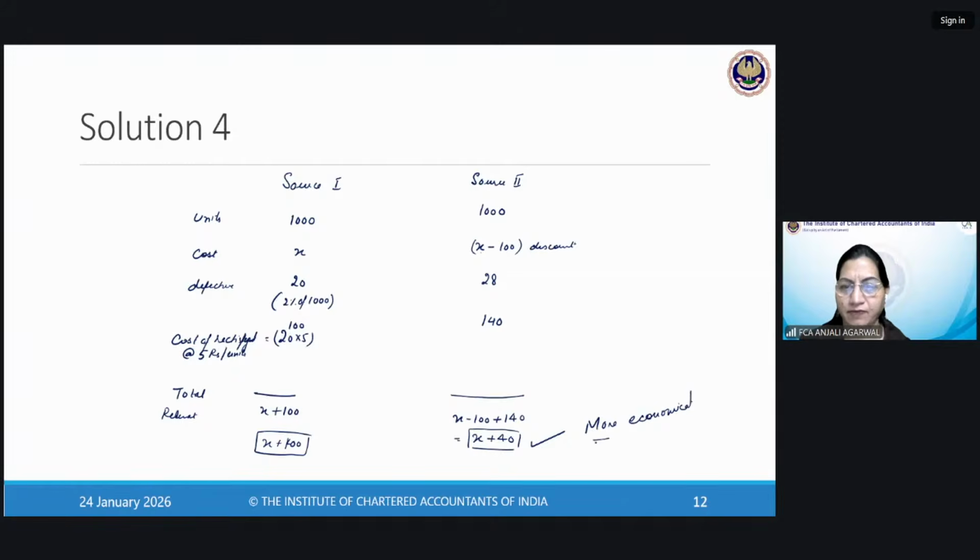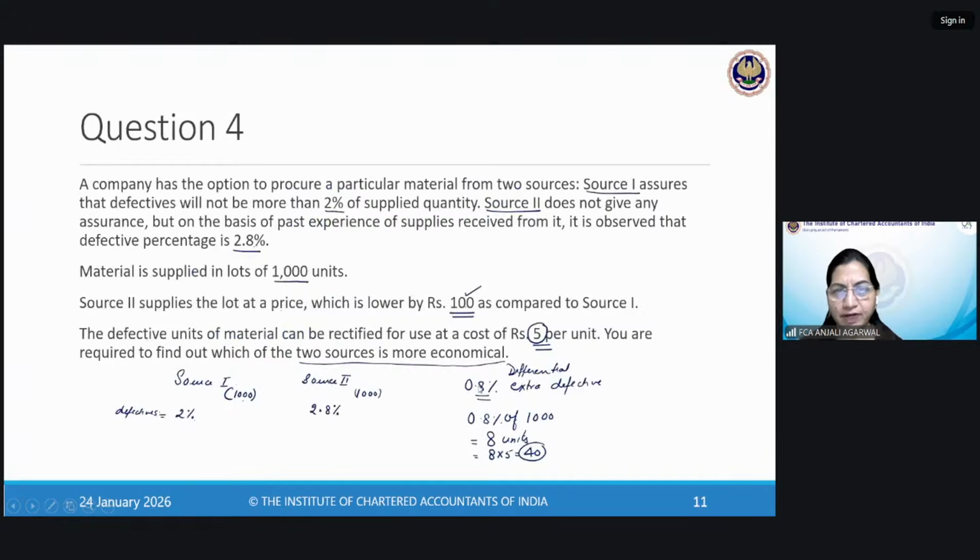Okay. We will place the order with source 2 because it's saving 60 rupees for every lot. So intuitively also you should work out the answer. What is the difference? 100 rupee less, but costing 0.8% extra defectives. 0.8% of 1,000, 8 units. So a discount of 100, but a cost of 40 extra.